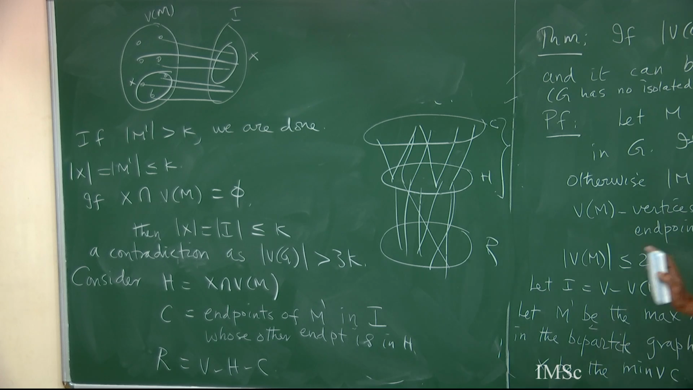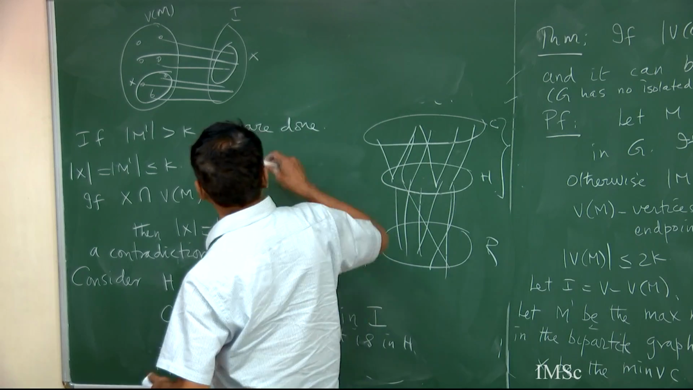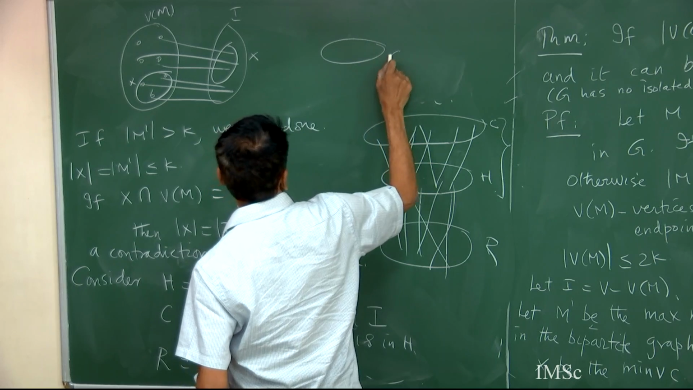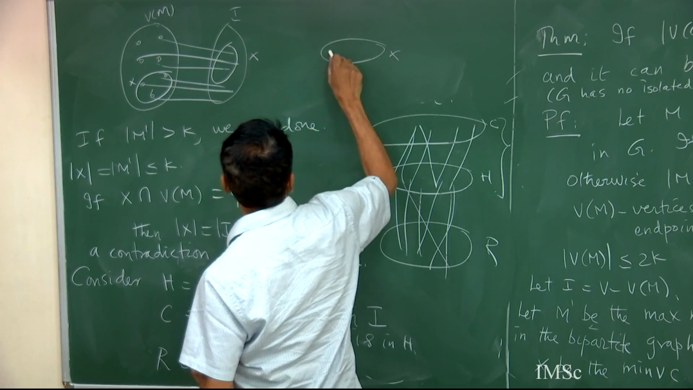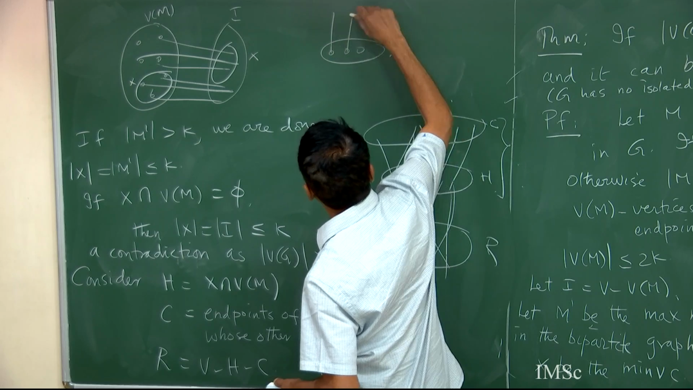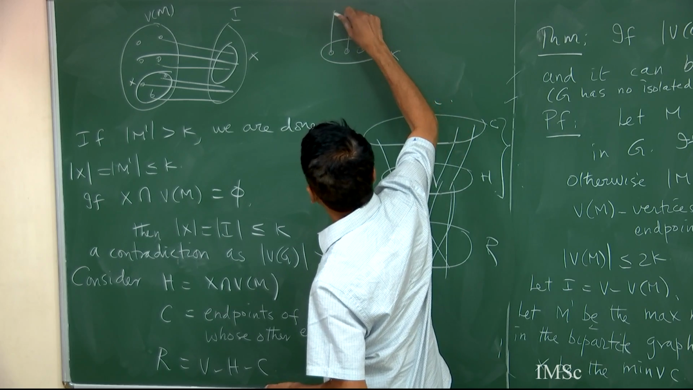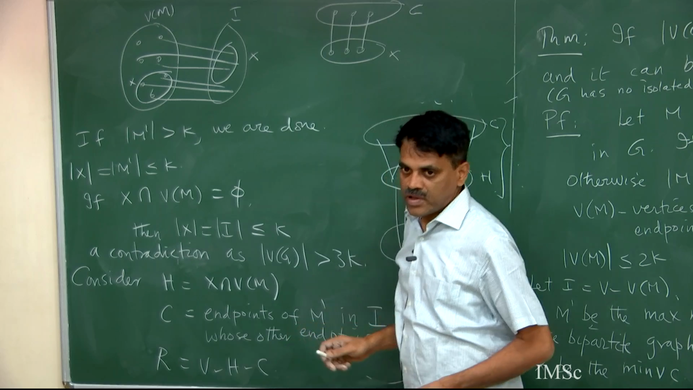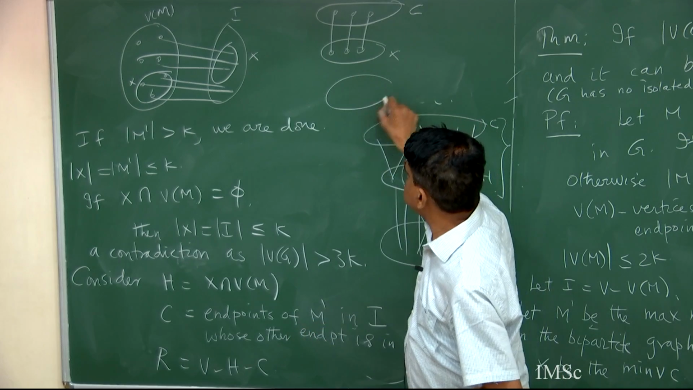Okay, that should be fairly obvious, right? So what I am saying is X intersects here, so that X is going to be my head. X has these, and they all have edges of M prime with other endpoint in I, so that's going to be my C, and the rest of this is R.